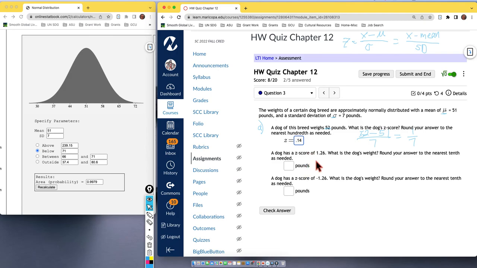There's a 0.143. A dog has a z-score of 1.26. What is the dog's weight? Okay, so for that question, we're going to kind of use the same setup. We know the z-score is 1.26, not 1.5. And what we know is that x minus 51 divided by 7 is equal to that.